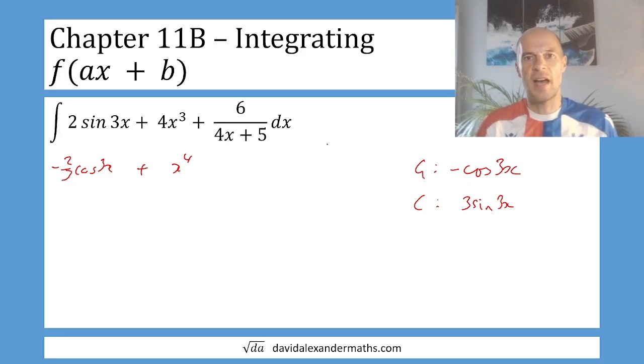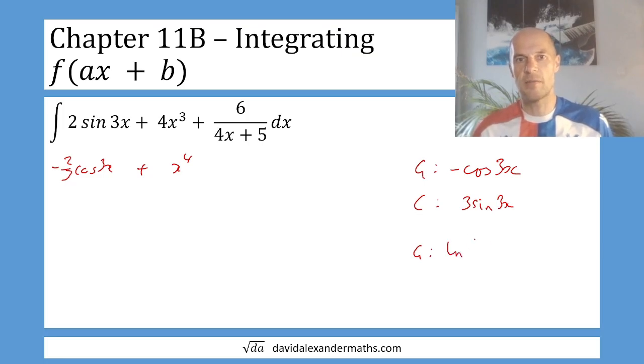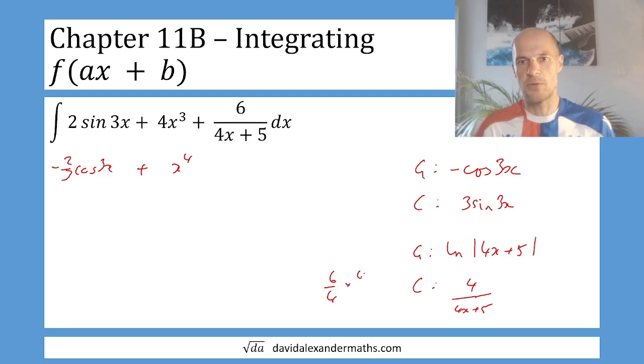And with the 6 over 4x plus 5, my guess is going to be the ln of 4x plus 5. Remember, when there's no power on the denominator, a guess of the ln of that is a good guess. So that's going to be the derivative of the stuff over the stuff, and I've got 4, not 6. So I want 6/4 of this, because 6/4 times 4 will give me the 6, and of course 6 over 4 is 3/2. So it's going to be 3/2 of the ln of 4x plus 5 plus the c.